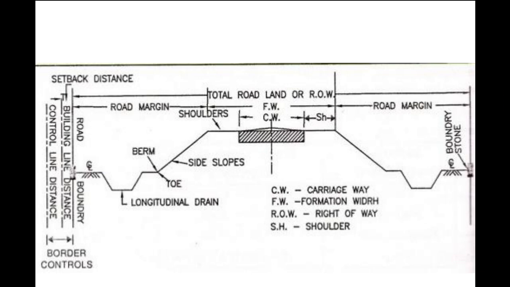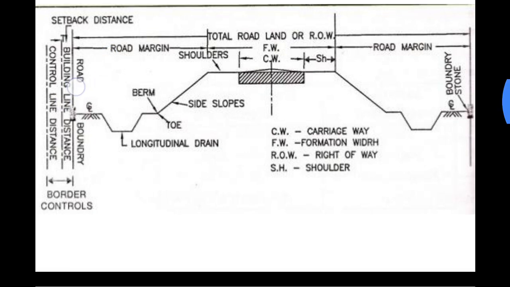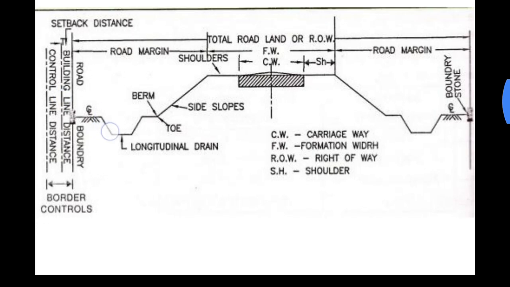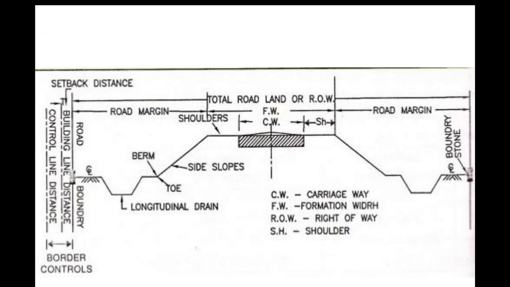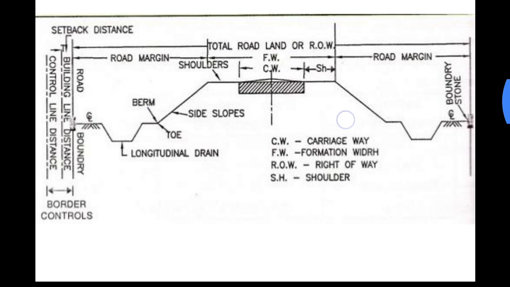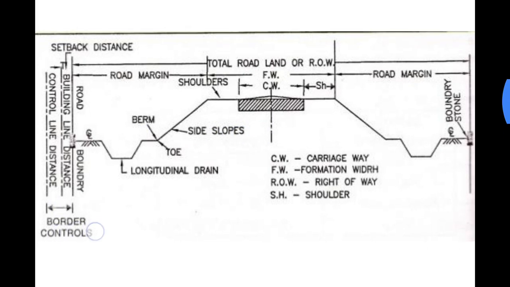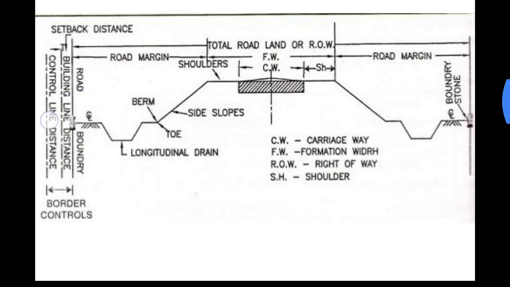Then we have three boundary lines. The first one would be road boundary, second is building line, and third is control line. These are also known as border controls. We'll discuss all these elements in detail later on. For now, let us try to understand that there are three types of border controls: road boundary, building line and control line.